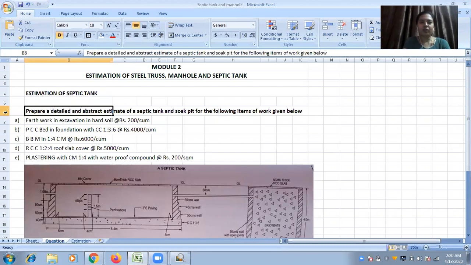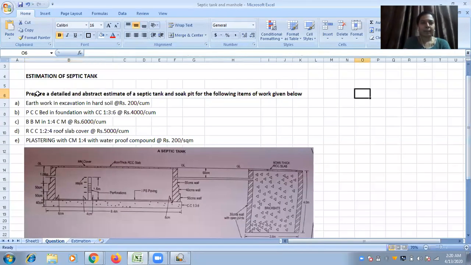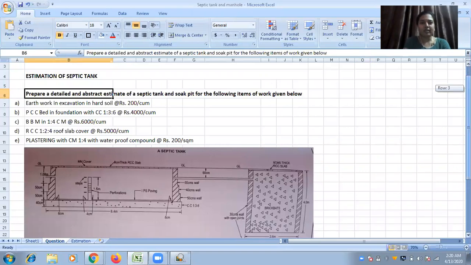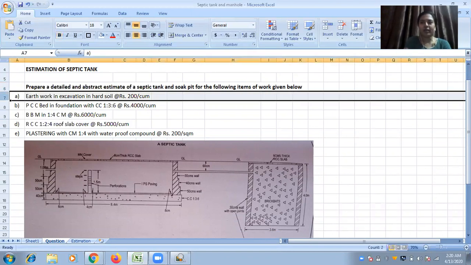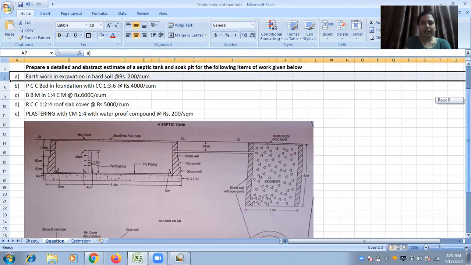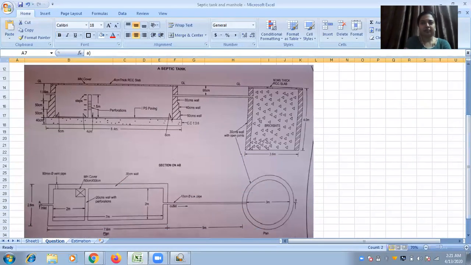In the previous class, few of you have not joined, so I have repeated the concept with the new problem. Here we are going to estimate the building works which is required to construct a septic tank. Procedure is very similar to the estimation of building. But here we have to estimate the given items of work for the given diagram.